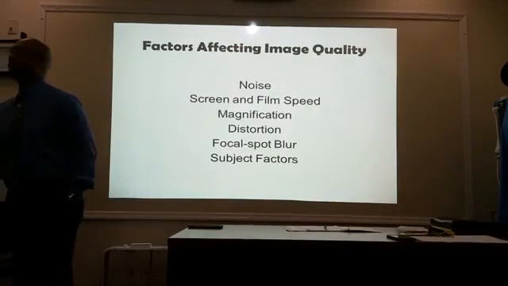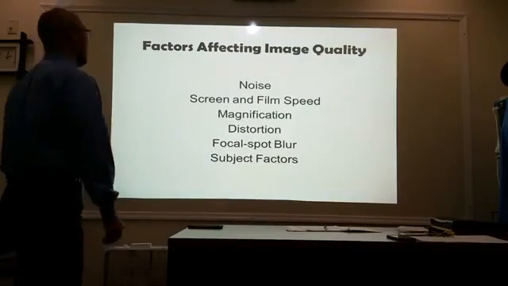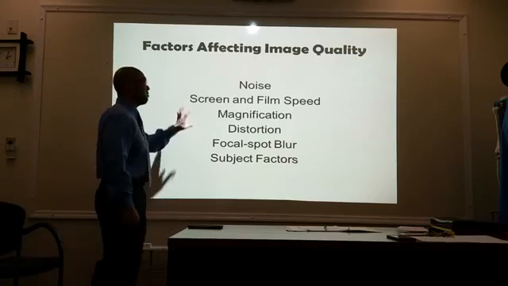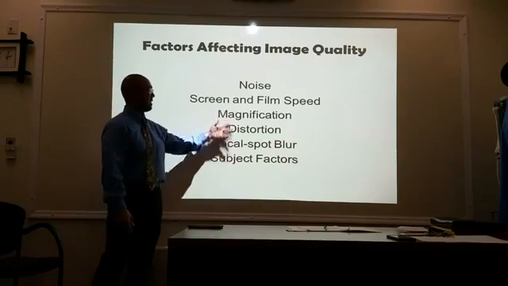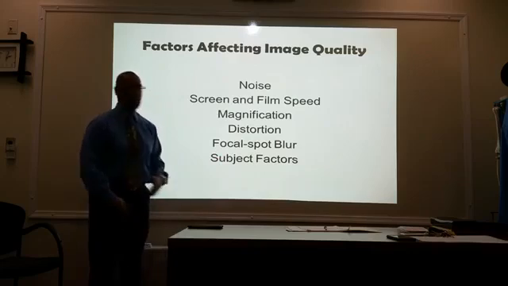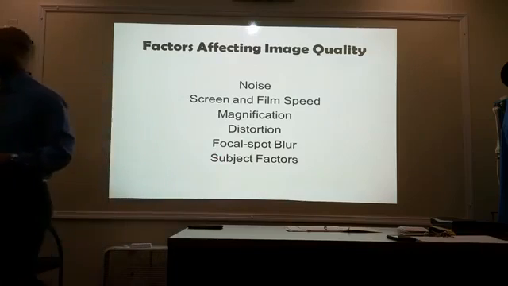All right. Factors that affect the image quality. We're going to be talking about noise. We already know about speed. And these are the other ones I'm going to introduce to you: magnification, distortion, focal spot blur, and other types of subject factors.